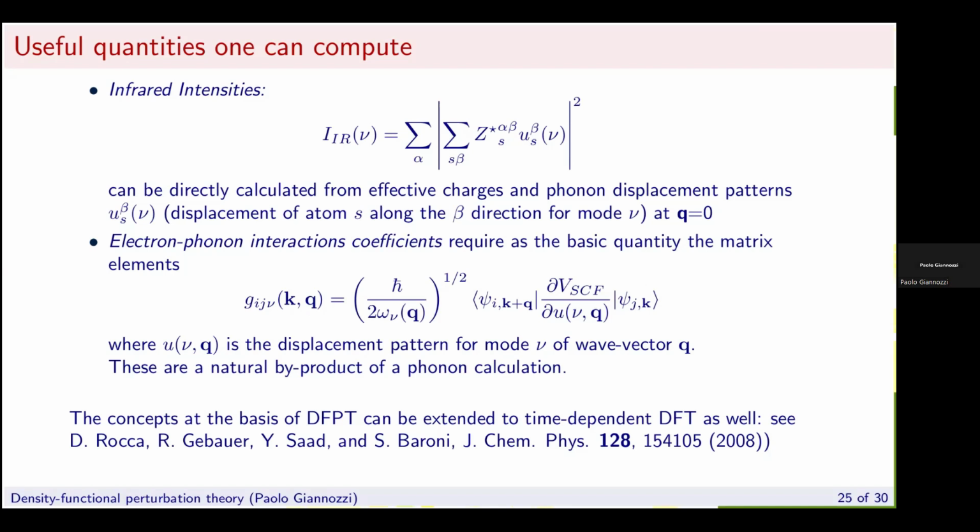There is in particular time-dependent density functional perturbation theory, whose basic reference is written here, and it can also be useful for many-body perturbation theory, where this kind of perturbation sum appears, for instance, in GW calculations. So the idea can be recycled in several other important cases.